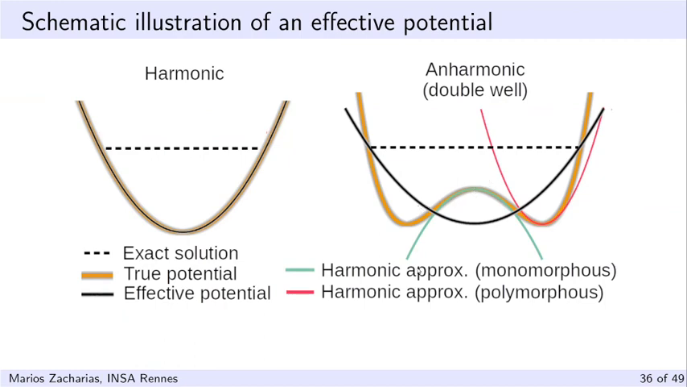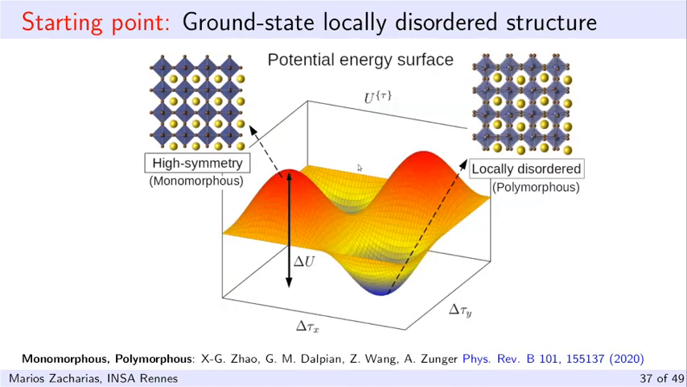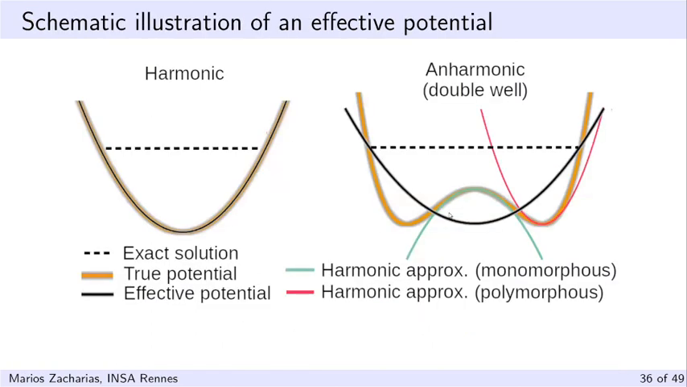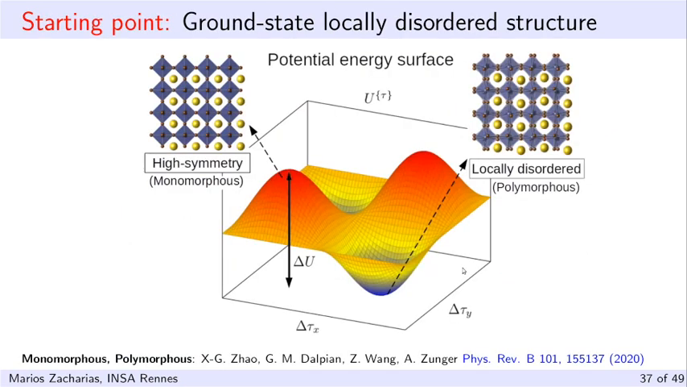However, if we apply a harmonic approximation at the local maximum here, we see that the harmonic approximation will completely break down. Of course, we can actually do a harmonic approximation at the minimum of the potential energy surface and obtain harmonic phonons, but we have no information whether these harmonic phonons are accurate enough. So what I would like to describe, this harmonic approximation at the local maximum and the local minimum, is basically that when you use a monomorphous structure, this will describe a maximum in the potential energy surface.